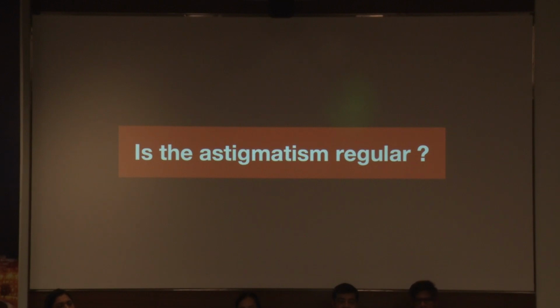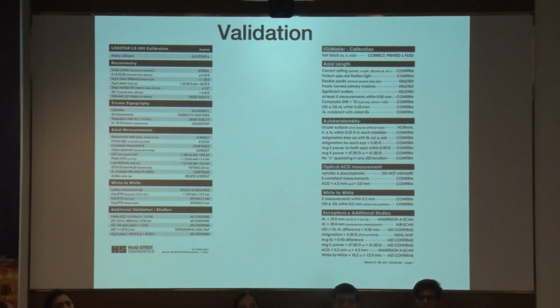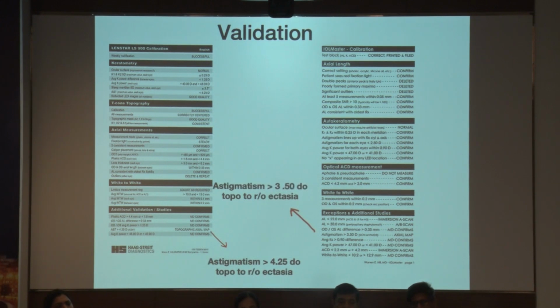Next is whether the astigmatism is regular or not. We all have biometers, and we all have this validation checklist available in the biometers. A little older version of Lenstar and IOLMaster tells you that if you have an astigmatism of more than 3.5 or 4.25, you should do a topography. Well, that cutoff has now come down with the present understanding.